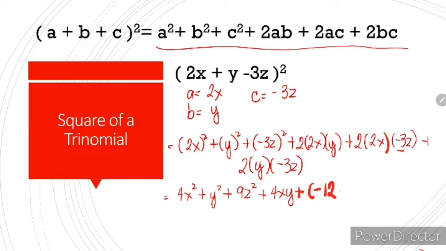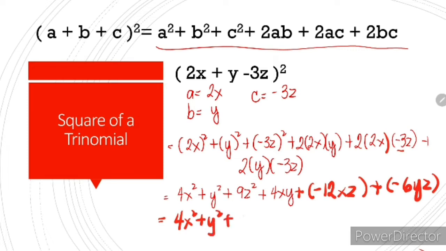We have negative 12xz plus 2 times y is equal to 2y times negative 3z. We have negative 6yz. So, next step is to simplify pa. So, we have 4x squared plus y squared plus 9z squared plus 4xy. So, positive times negative is equal to negative 12xy. Positive times negative is equal to negative 6yz.